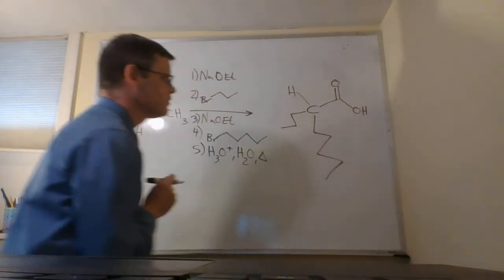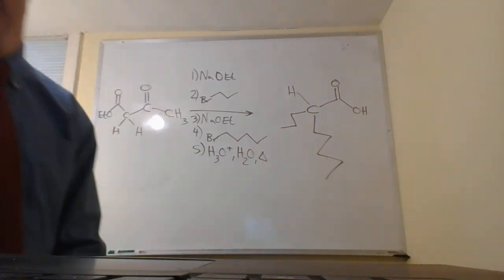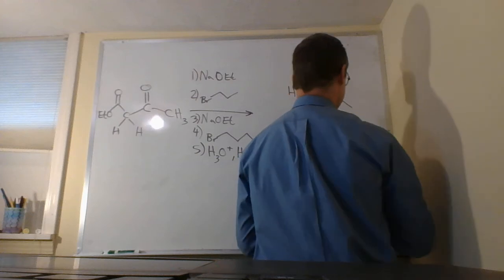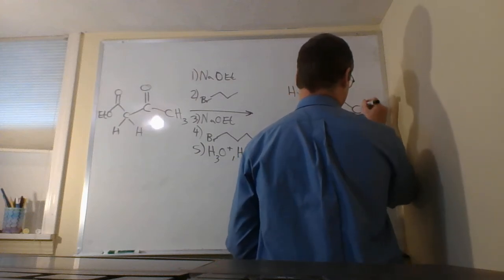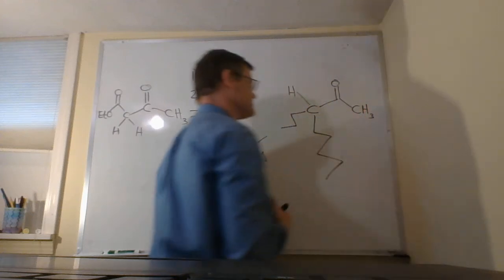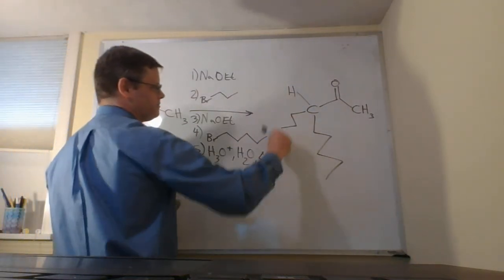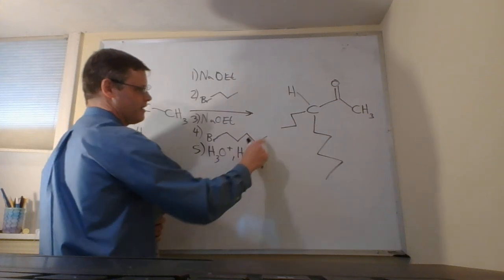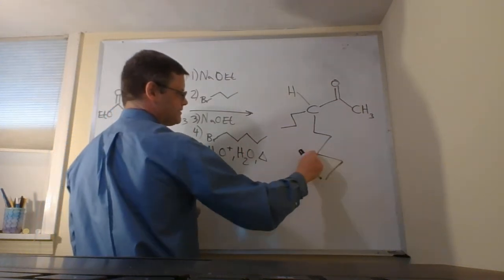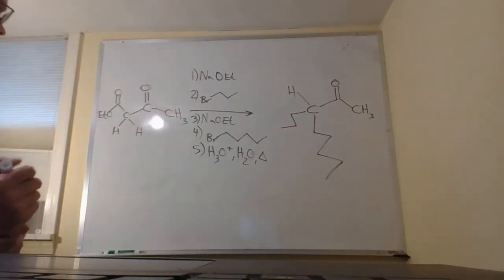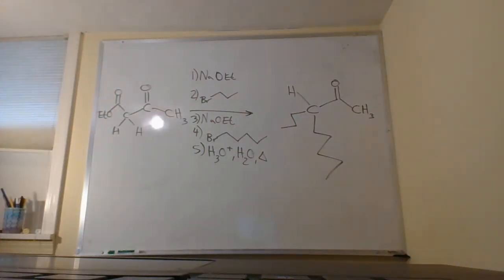Oops, something's wrong with that. Can you see what's wrong? This is not a malonic ester synthesis. Should be a CH3 group. So I alkylated with a propyl group, then I alkylated with a pentyl group, 5 carbons, and then we did our hydrolysis, decarboxylation, and tautomerization to get to that product.